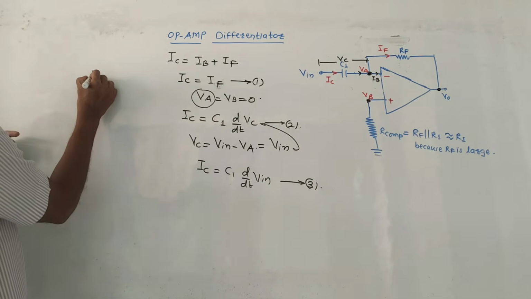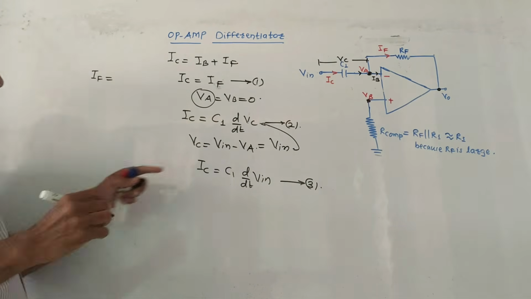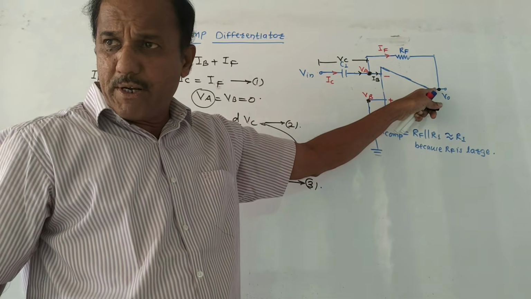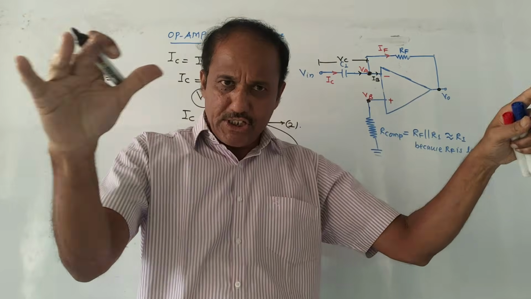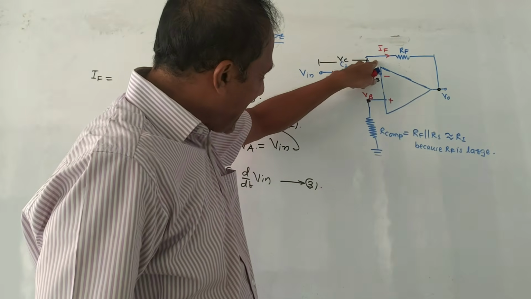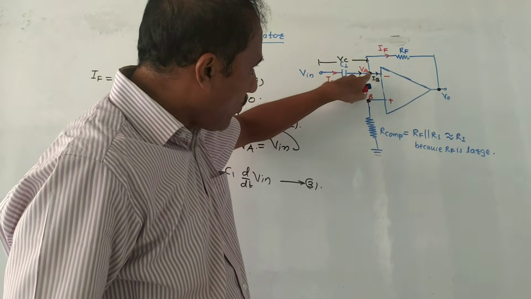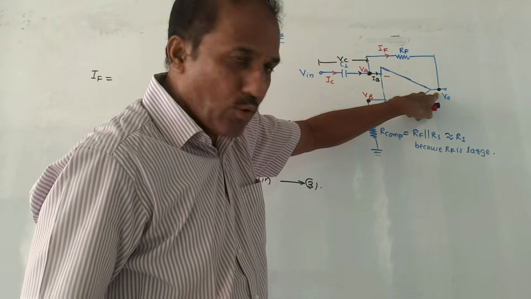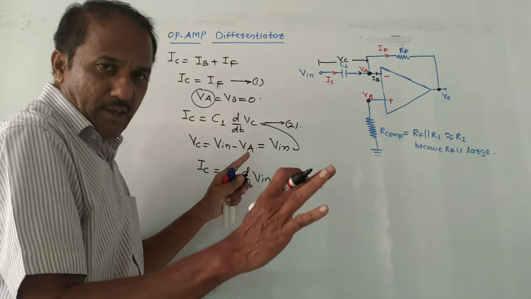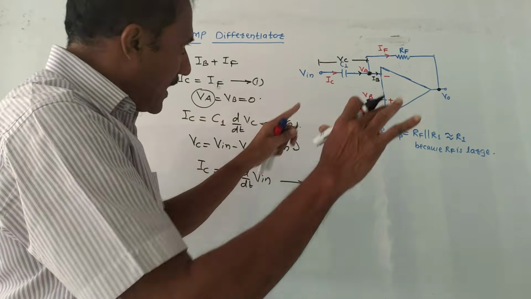Now if I want to write equation of current IF, the current which is flowing through this feedback path, recall the basic formula. Any current is voltage upon resistance. This IF is passing through RF. At one end of RF, voltage is VA. At another end, voltage is V0. So simple, current is voltage upon resistance.